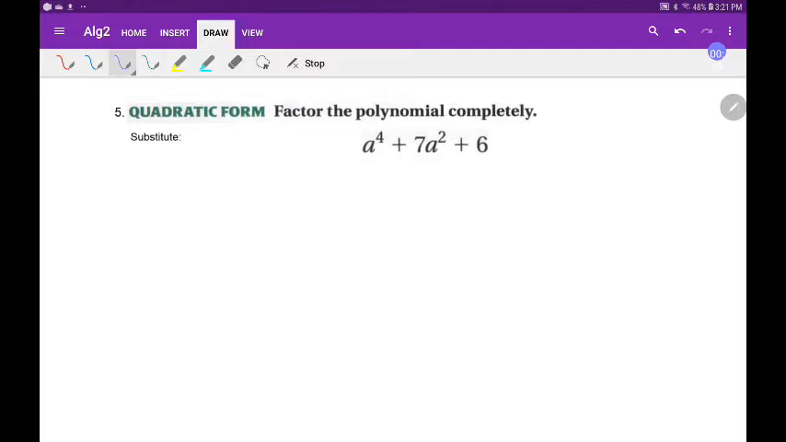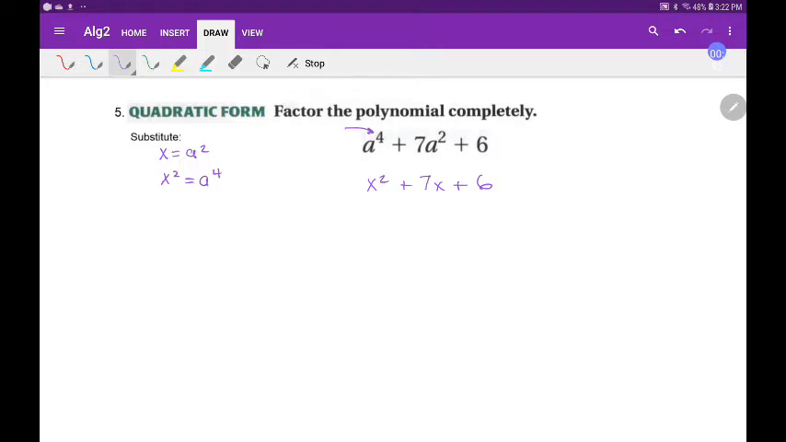Alright, so we're going to try to make this look like a quadratic. And the way we're going to do that is we're going to say x is equal to a squared. And so we're going to say x squared then. If I say this is squared, then this becomes a to the fourth, right? So I'm going to say then 7x plus 6, and I recognize this as a quadratic. It used to be quartic, but now we've made it into a quadratic. So quartic meaning that I have a 4 there.